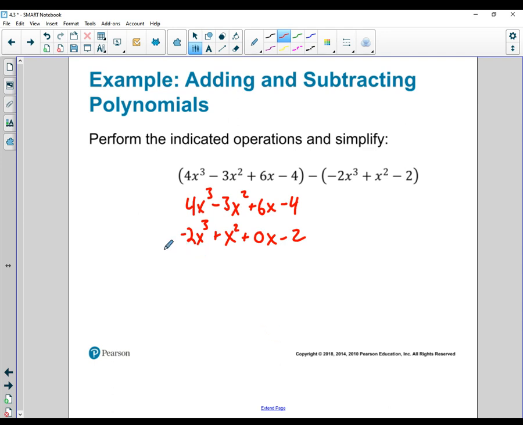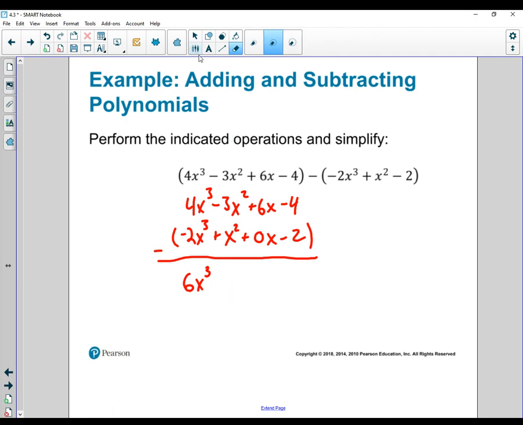Now, here's the dangerous part about lining it up when you do this without distributing the negative. You still have to minus it, right? You have to subtract this whole thing. So you either can distribute this negative first and then make it addition, or if you're doing this, you just have to make sure you're subtracting, right? Lining it up is a little weird. So 4x cubed minus a negative 2x cubed is going to be 6x cubed, right?